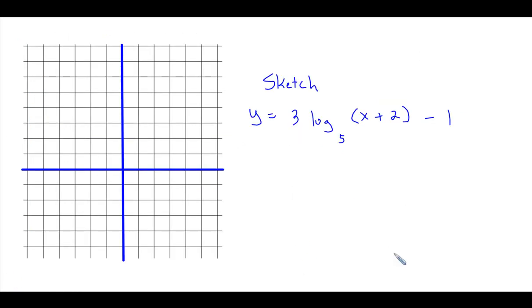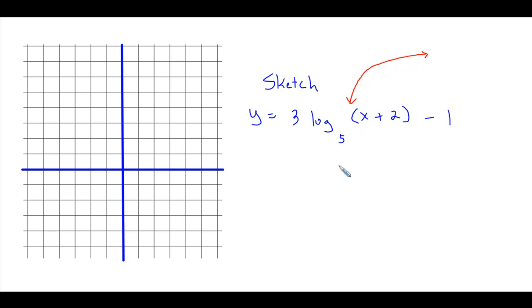Okay? Take a look at this log function here. Now you notice this problem is a little bit different because it has this 3 in front right here. Okay? So let's see what that does to the problem. So we start off, the base of the log is 5. There's no reflection. So I know the graph, when I sketch it at the very end, if the base is 5, is basically going to look something like this, right?